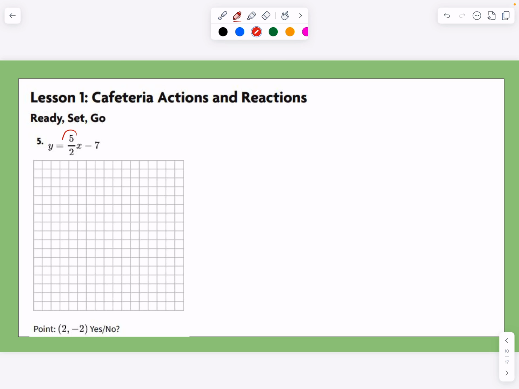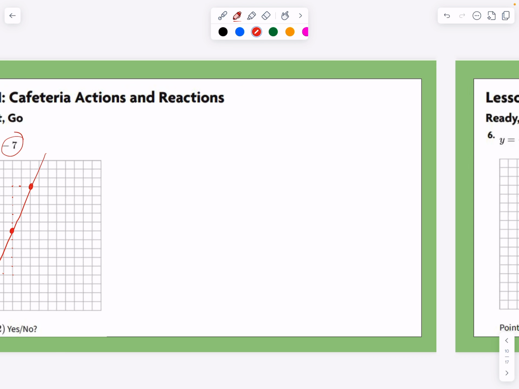Now we have a slope of 5 over 2, which again means what? If I'm starting here, I'm going to go up 5, 1, 2, 3, 4, 5, and over 2. And I can go down 5, 1, 2, 3, 4, 5, and over 2. So I should have a line that looks something like that, but now I need to actually put it onto the coordinate plane there, which you could do by figuring out where your y-intercept is at, which is at -7. So do that there, and then of course you could plug it in and see what happens for number 5, as well as for number 6.